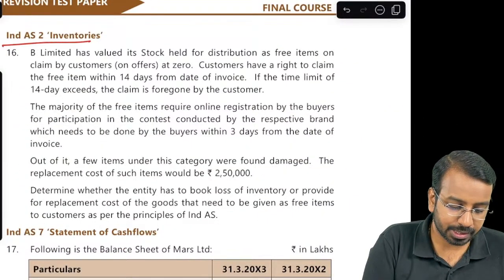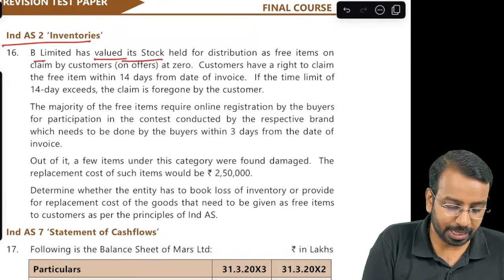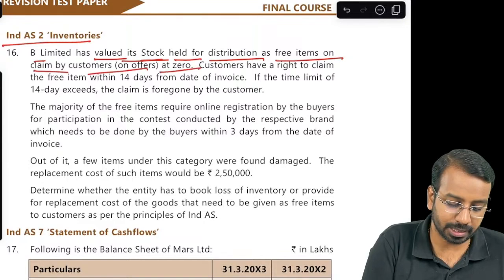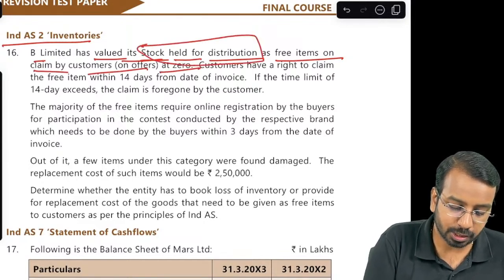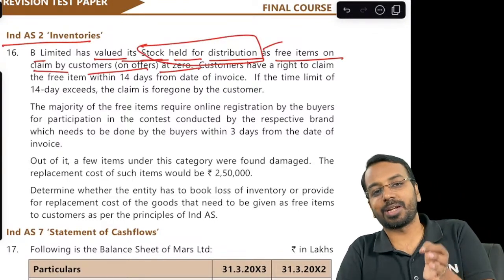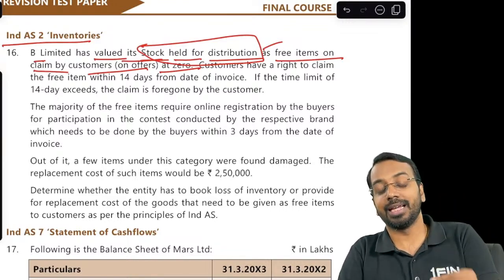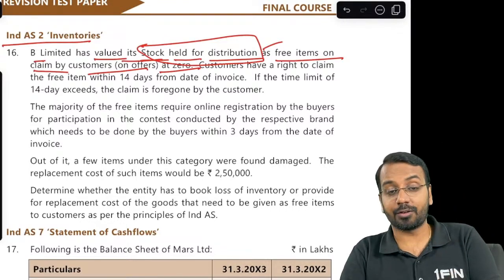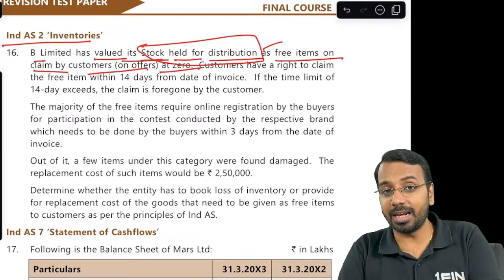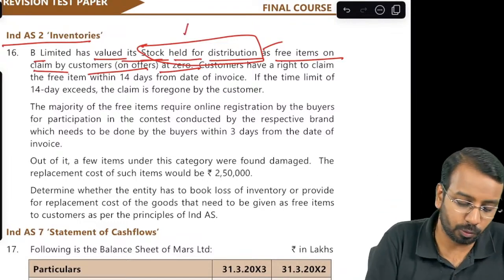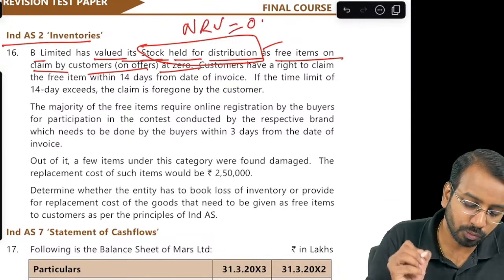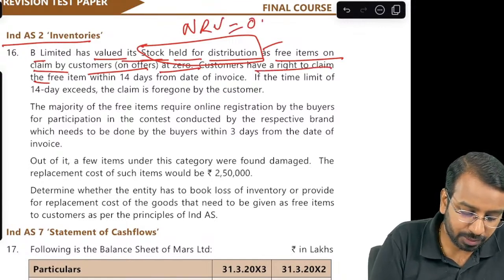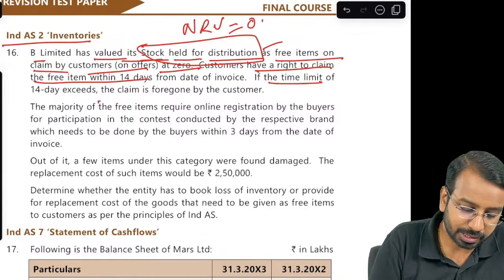Then Ind AS 2 on inventories. Stock B Limited has valued its stock held for distribution as free items on claim by customers at zero. So basically, you give some stock as distribution for free. Whenever a customer claims something, you will give it for free. Now, if you are giving it for free, are you getting any value for that? No. If you are not getting any value for that, then the NRV becomes 0. So they are saying our NRV is equal to 0. Customers have a right to claim within the 14 days period. Otherwise, the claim is foregone.